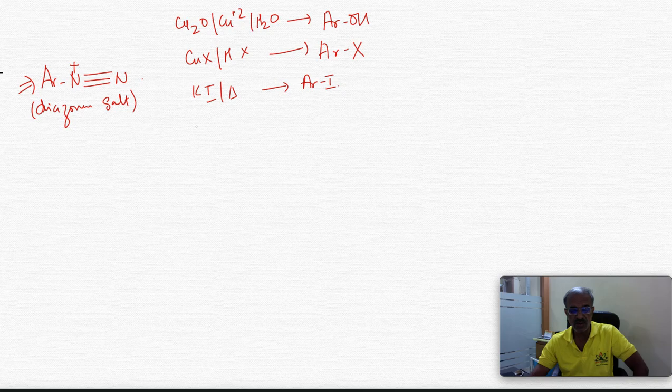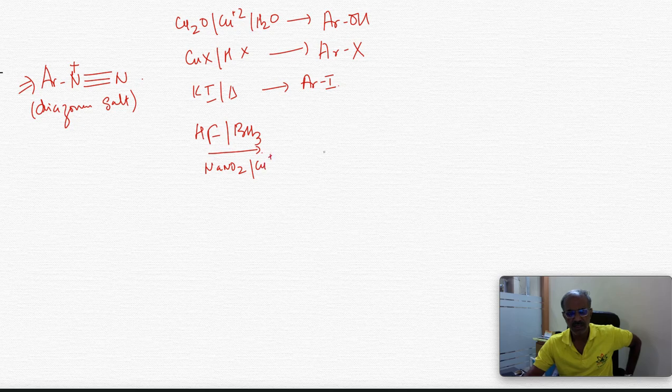Now in the scenario of fluorine, again the scenario changes. HF and, you can say, borane BH3, on NaNO2 and Cu plus 2, Cu plus, and it will give ArF. Another, HBF4 also is there. There are many things.